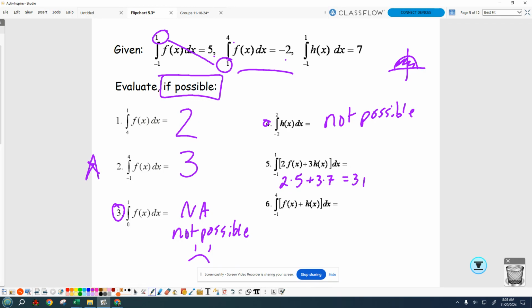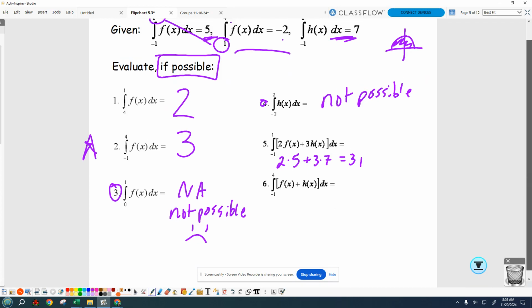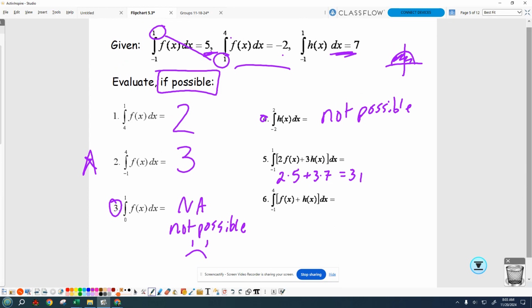So I just heard someone say 2 times the f of x from -1 to 1, plus 3 times the h of x from -1 to 1. Yes, that's all you do. Is that a question, or just? What about 6?